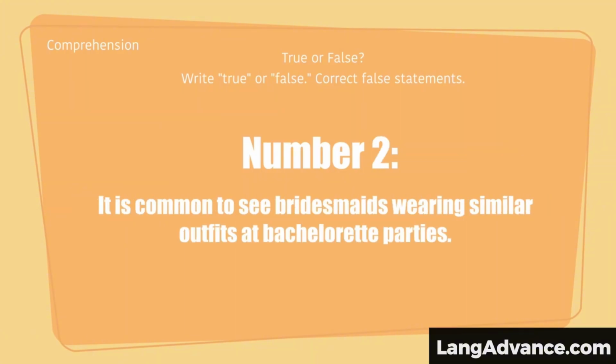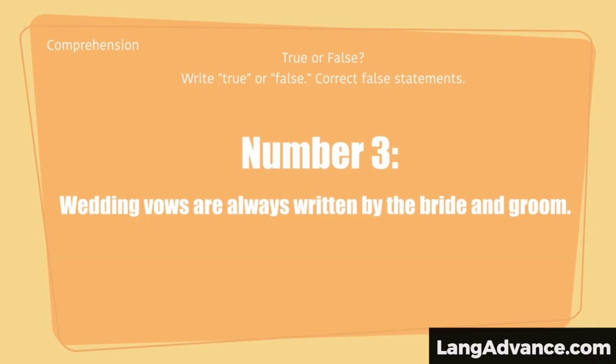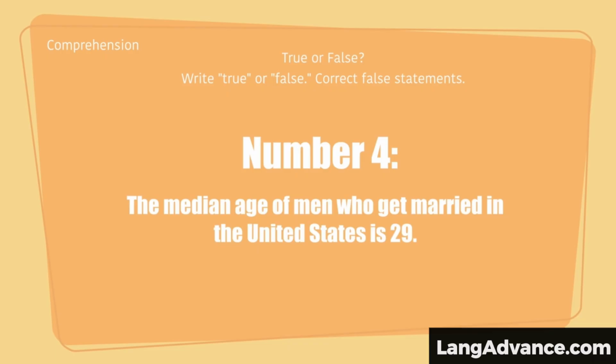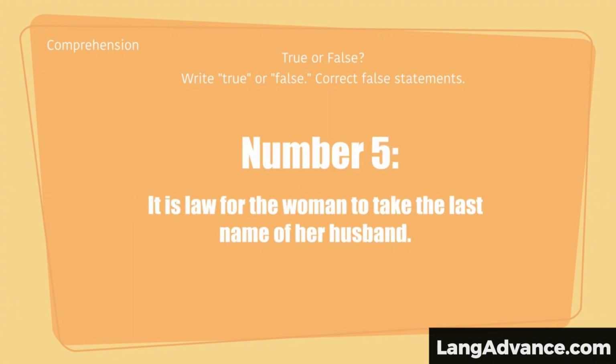Number 2. It is common to see bridesmaids wearing similar outfits at bachelorette parties. Number 3. Wedding vows are always written by the bride and groom. Number 4. The median age of men who get married in the United States is 29. Number 5. It is law for the woman to take the last name of her husband.